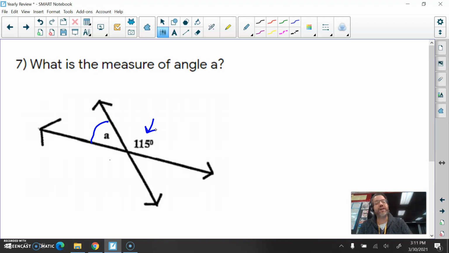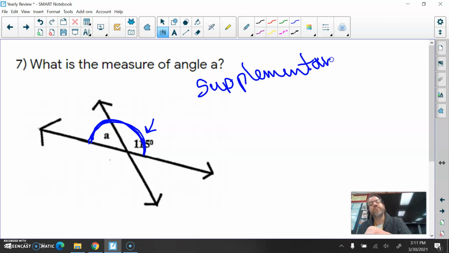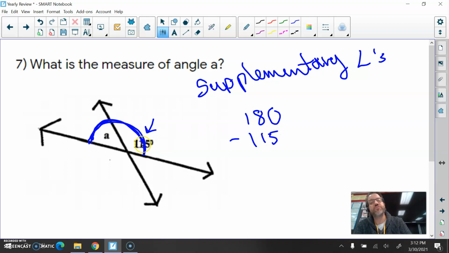So what you need to recognize is that this angle and angle A together add up to 180 degrees. These are what we call supplementary angles, which total 180 degrees. So if you want to find the measurement of angle A, just take 180 degrees, that entire measurement over here, and subtract 115 degrees, which is that measurement right there. Okay? And let's see what we get.